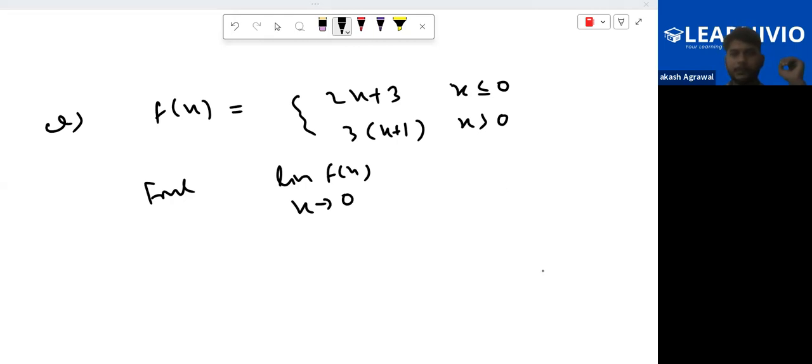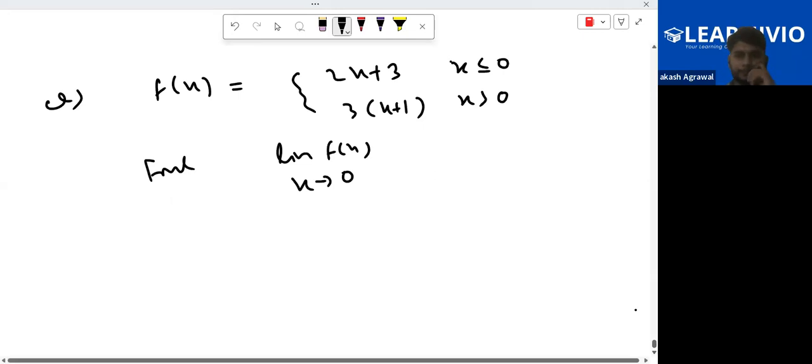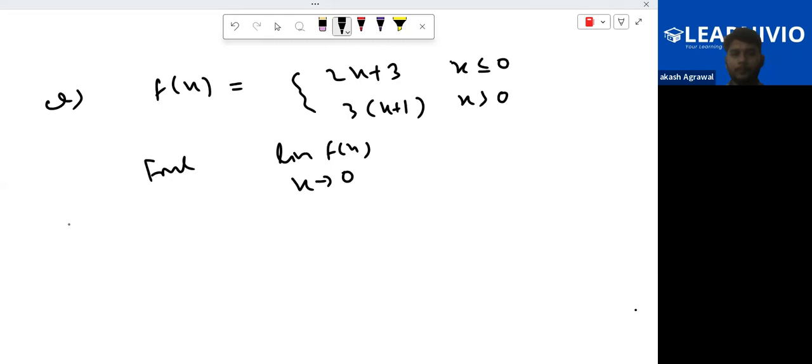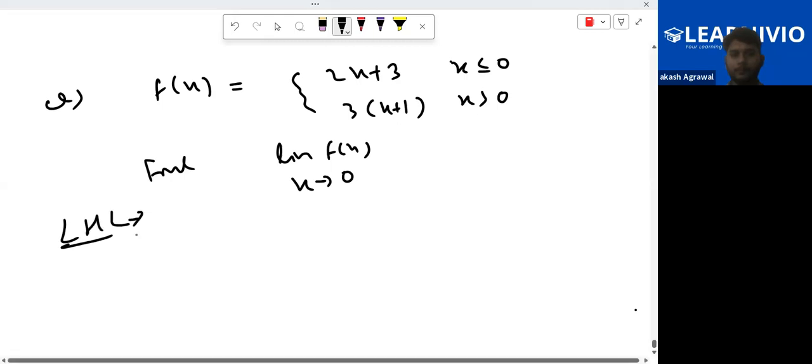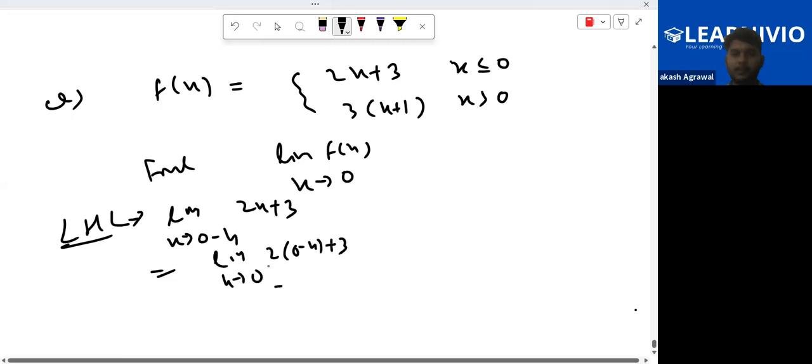Okay, Sufyan is saying 3. Anyone else got the answer? When x is 0 or less than 0, we will use this function. So it will become limit h tending to 0, 2 times 0 minus h plus 3, h we can put 0. So this is 3.